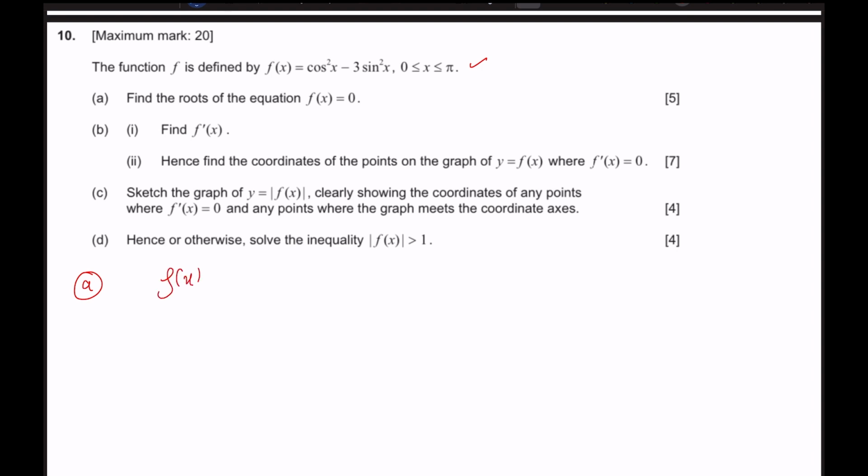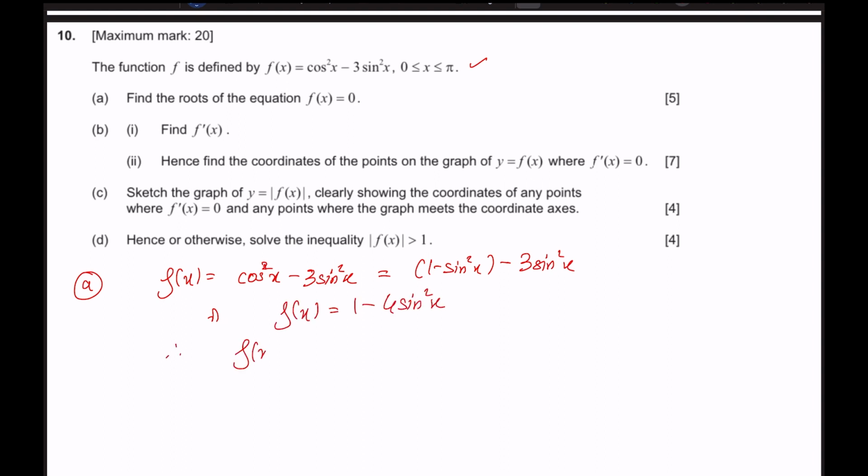So we can write f(x) as cos²x minus 3 sin²x. Cos²x can be replaced by 1 minus sin²x. So if I simplify this, I'll get f(x) equals 1 minus 4 sin²x. Now we have to solve for f(x) equals 0. So basically we have to solve for 1 minus 4 sin²x equals 0. So here if I simplify, I'll get sin²x equals 1/4.